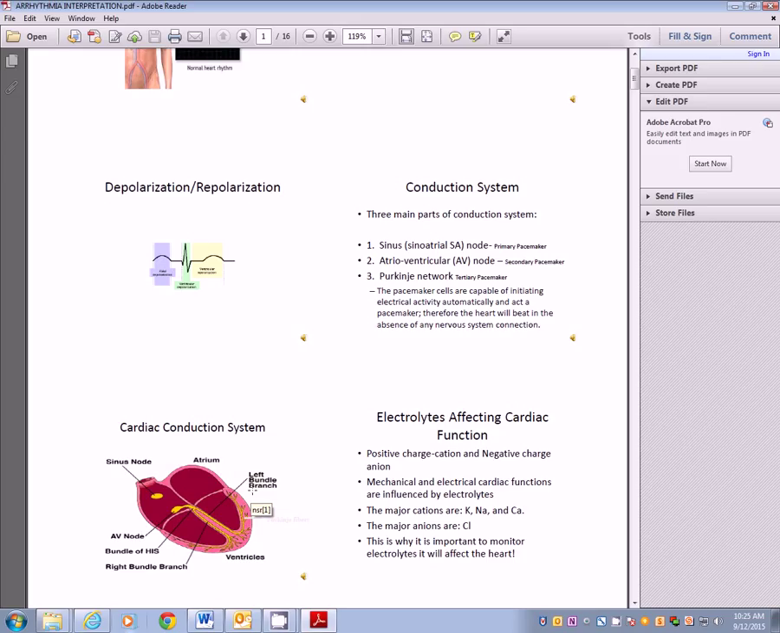These pacemaker cells are capable of initiating electrical activity automatically, and they actually act as a pacemaker would. Therefore, the heart's going to beat in the absence of any nervous system connection. It doesn't have to have the nervous system there because these act as the pacemakers of the heart.